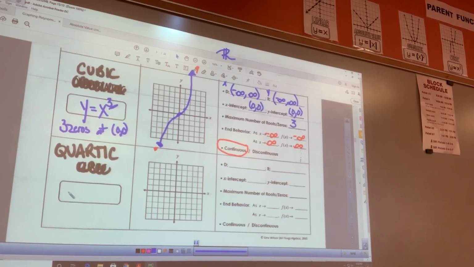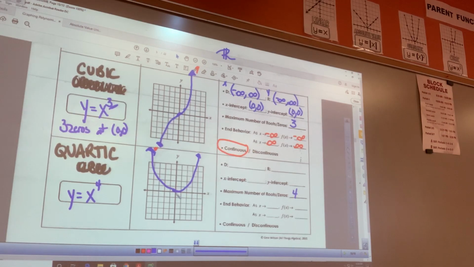Now let's look at the quartic. y equals x to the 4th. Even without graphing this, I know that we should have 4 roots, and we do, but it's very much flatter there than the quadratic. Ends in the same direction. Remember, that's how even functions end.